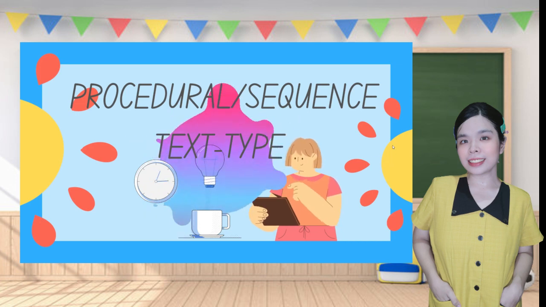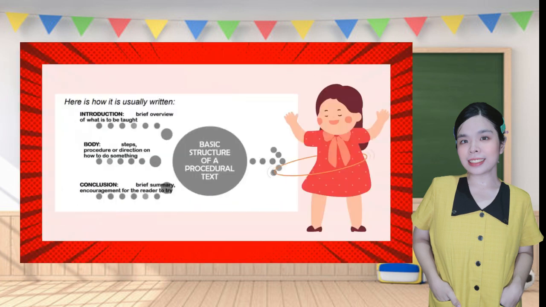So here is how it is usually written. We have here the introduction, which is the brief overview of what is to be taught. Next is the body, which is the steps, procedure, and direction on how to do something. And the last one is the conclusion, which is the brief summary and encouragement for the reader to try.